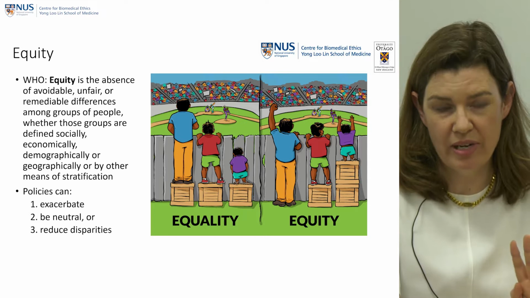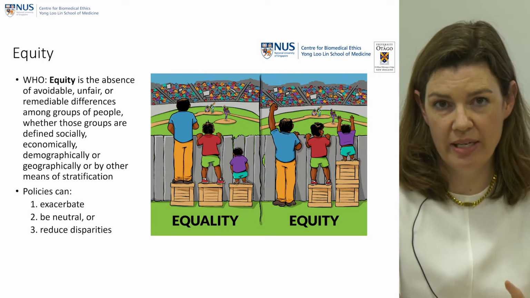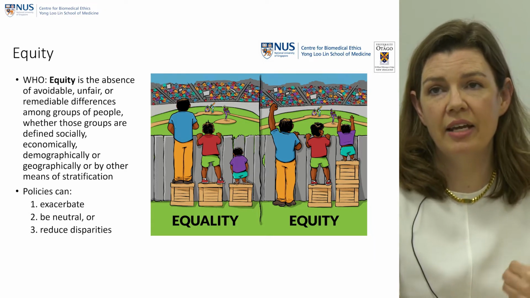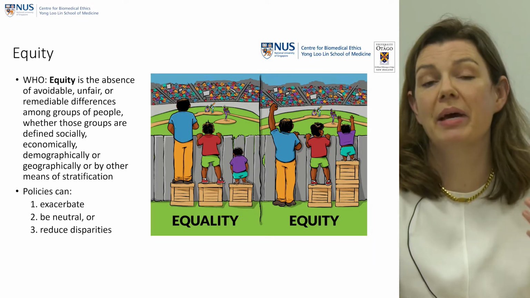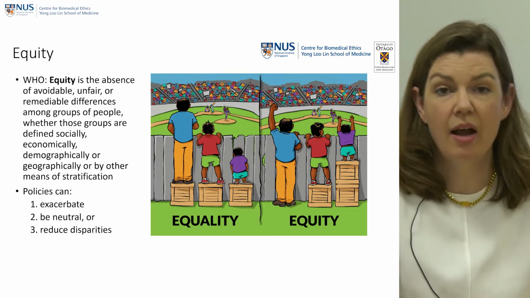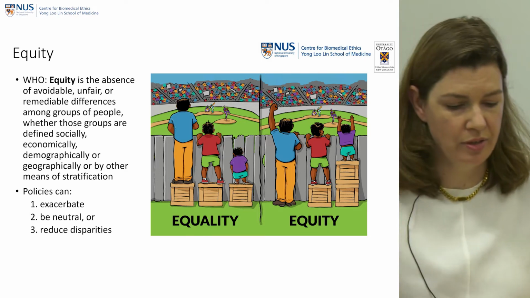Policies can do one of three things. They can exacerbate health inequities. And that was really the concern, for example, about ICU triage, that it would continue to perpetuate and make worse the health disparities between different ethnic and racial groups. They can be neutral, or they can try and reduce and close those disparities.